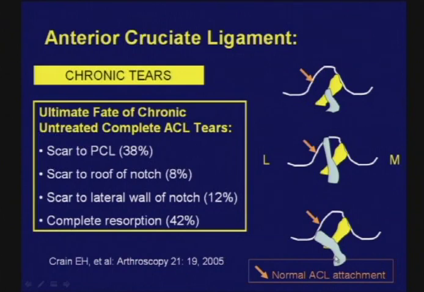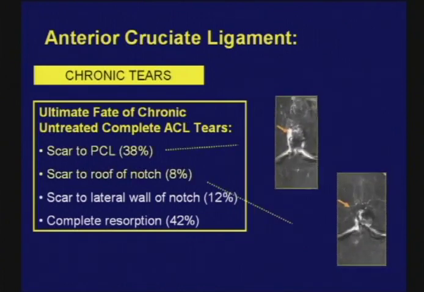In about 10% of cases, it adheres to a lower margin on the lateral side of that notch. The orange arrows are pointing to the normal attachment site. So with all of these patterns, theoretically, there should not be ligament tissue at the normal attachment site of the anterior cruciate ligament. This can cause problems.